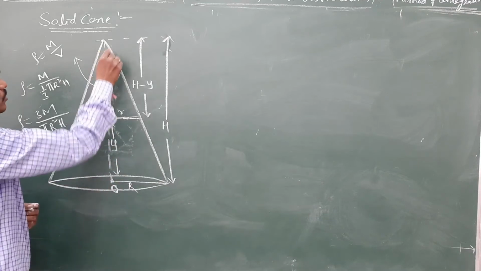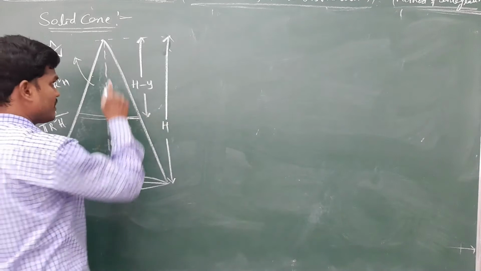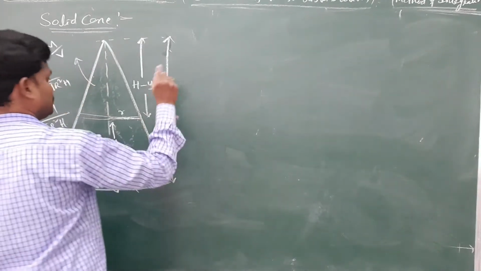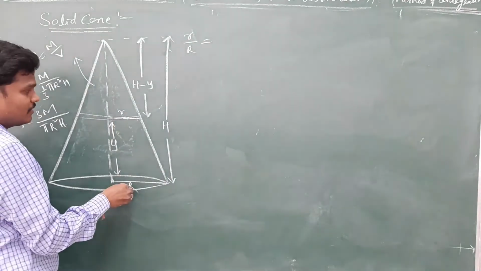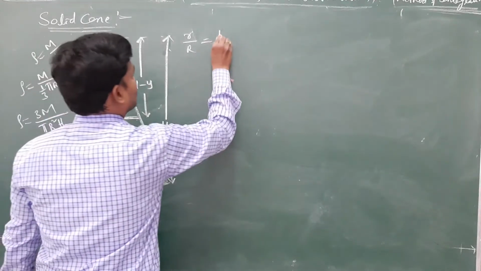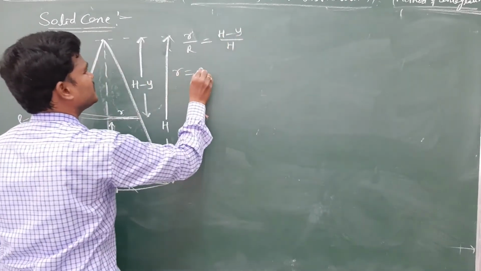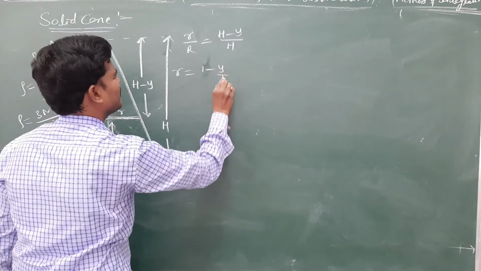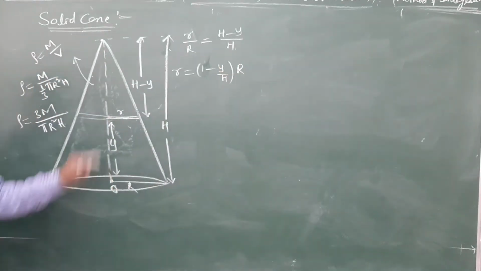So from similar triangle rules, I am writing side by side, base by base. This one and this one, the smaller one and the bigger one, I am writing like this: small r by capital R, small part height h minus y by h. We can write it as small r equals 1 minus y by h into R. So I got the smaller radius.